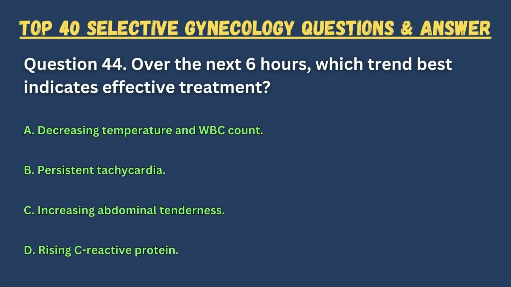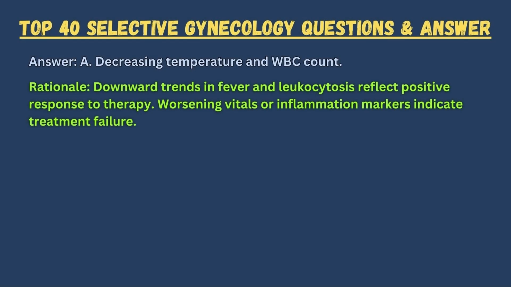Question 44. Over the next 6 hours, which trend best indicates effective treatment? A. Decreasing temperature and WBC count. B. Persistent tachycardia. C. Increasing abdominal tenderness. D. Rising C-reactive protein. Answer: A. Decreasing temperature and WBC count. Rationale: Downward trends in fever and leukocytosis reflect positive response to therapy. Worsening vitals or inflammation markers indicate treatment failure.